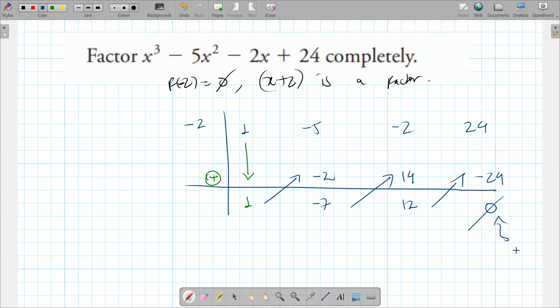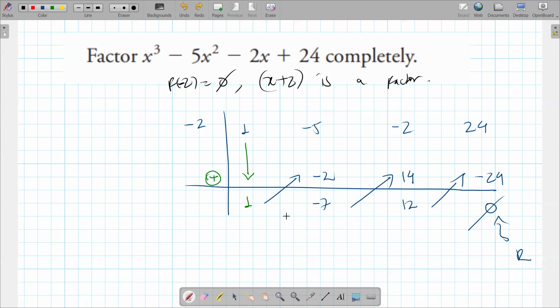Remember, this is always a remainder in synthetic. The last number is always the remainder. And because it's a factor, the remainder has to be 0. If this remainder wasn't 0, that could mean one of two things. One is that minus 2 is not a factor. That's A. B is that your math is wrong. Something went wrong when you're doing the division, because the remainder should always be 0.